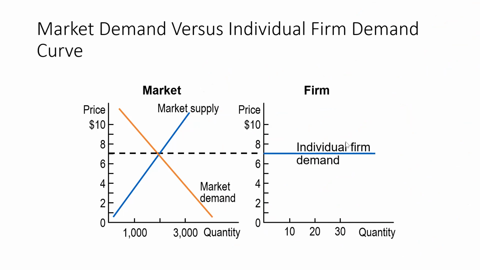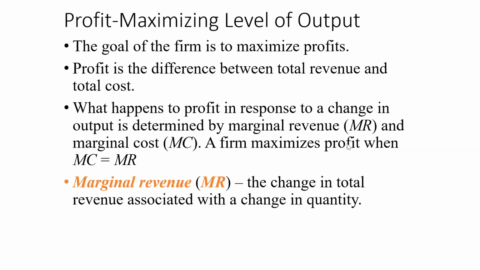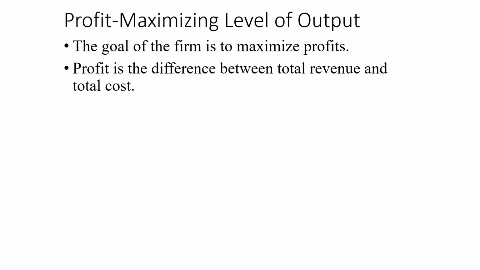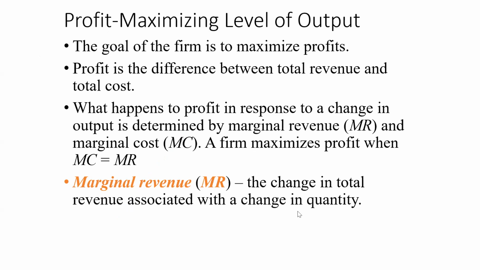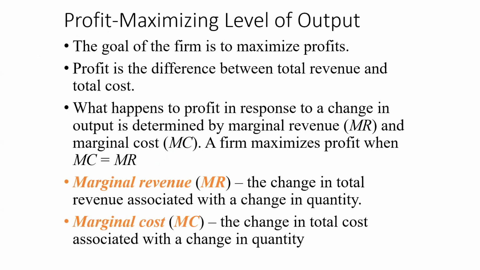So if we consider the individual demand curve, it represents similar values for price, demand, average revenue, and marginal revenue. That's why we identify this curve as the demand curve, price curve, marginal revenue curve, and the average revenue curve, right? Then we'll move to profit maximization.